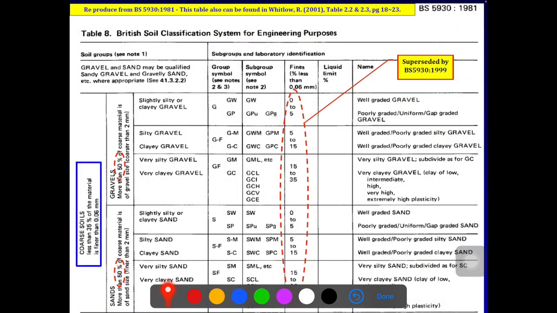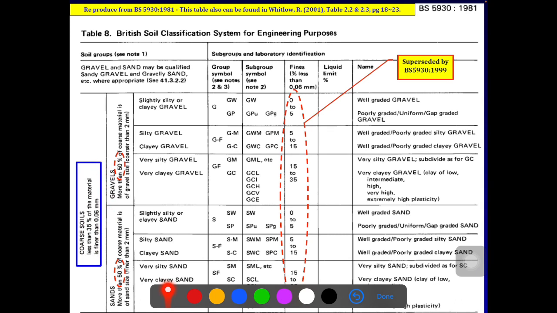Okay, just now when I said that you have to conduct the sieving test, you have to refer to British standard. This is BS 1981, but it has been superseded by BS 5930, 1999. The 1999 version already superseded the previous version, so this is the latest. Okay, so first thing, you have to check.